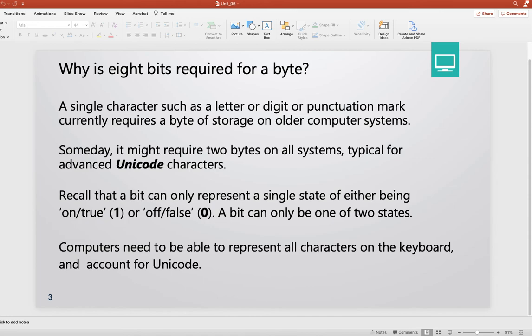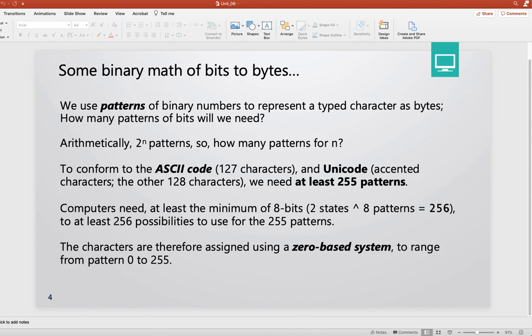So the computer needs to be able to represent all characters on the keyboard and account for Unicode. And we use patterns of binary numbers to represent a typed character as bytes. So how many patterns of bits will we need? Basically, it will be 2 to the power n patterns. So how many patterns for n?